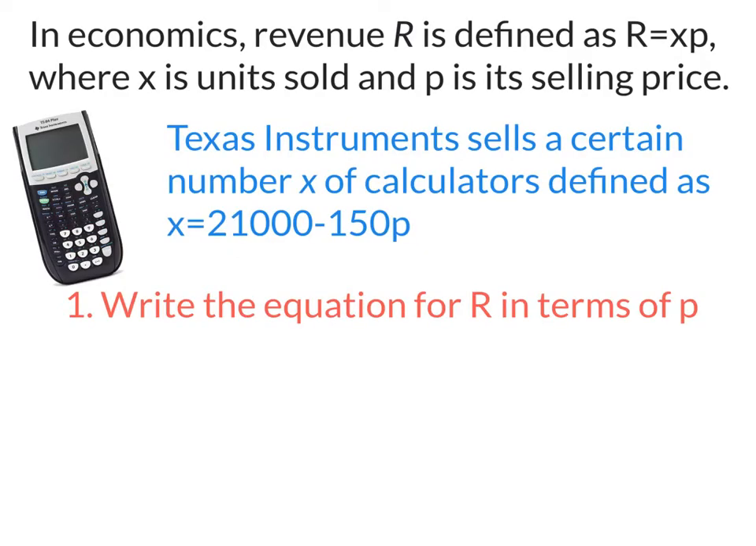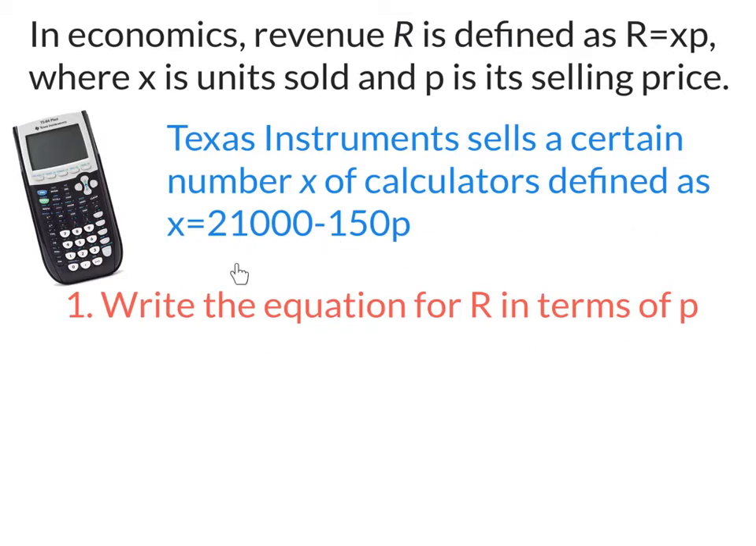Our first problem deals with economics, where revenue, capital R, is defined as this equation here. So it equals X times P, where X is the units sold of something, and P is its selling price. So let's say Texas Instruments sells a certain calculator, so a number of them, X, at this equation. So the number of calculators that they sell is equal to this, where remember P is its selling price.